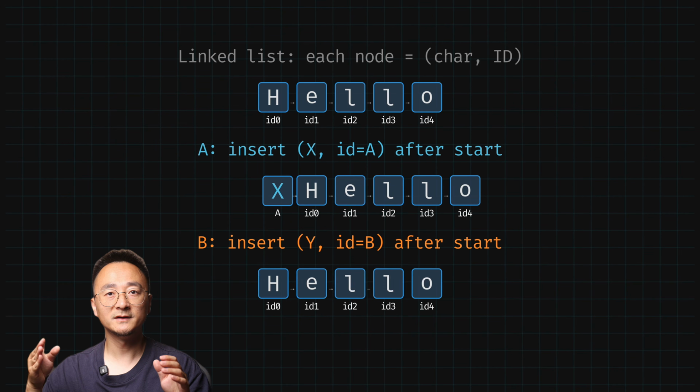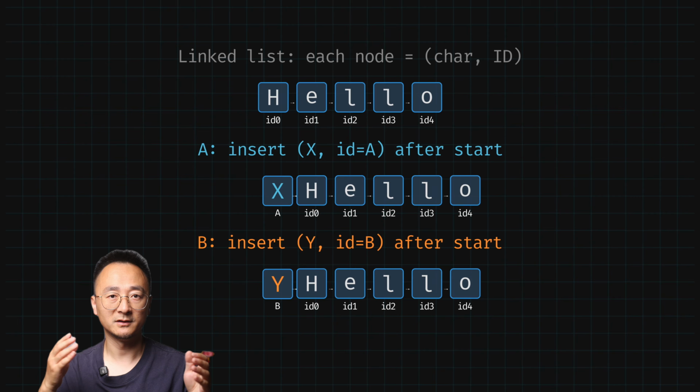Similarly, user B's insert can be encoded like this. Both operations say insert this new node after the start node. In other words, they are attaching their new nodes right at the beginning of the document, after the same parent. And then when replicas sync, we do not transform indexes. Instead, we attach both new nodes after the same start node. Now we have two children competing for the same position in a sequence.